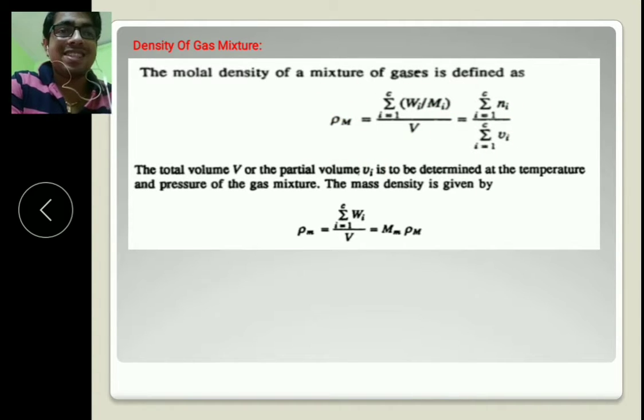Mass density we know: mass, or weight, divided by total volume, and mass is the summation of mass of individual components by total volume. So this we can write as average molecular weight into rho m. Rho m is molar density. So mass density is equal to molar density times average molecular weight.